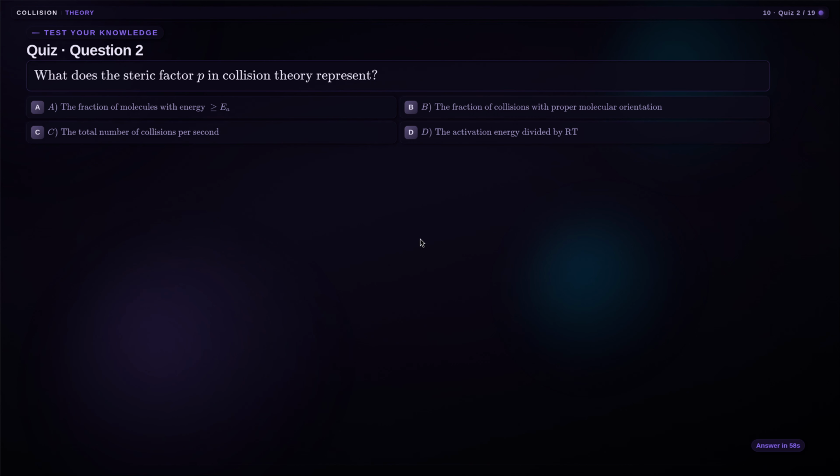Quiz question 2. What does the steric factor P in collision theory represent? Option A. The fraction of molecules with energy at least Ea. Option B. The fraction of collisions with proper molecular orientation. Option C. The total number of collisions per second. Option D. The activation energy divided by RT. Think carefully about what each of these represents in the collision theory equation.